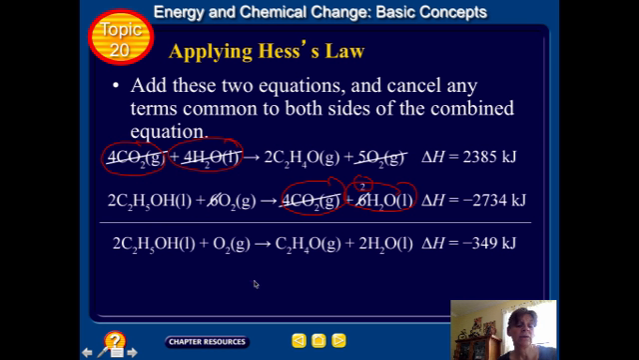So now we bring down what's left over. 2 ethanols, an oxygen yields 2 acetaldehydes plus 2 water molecules to give you, add these guys together, negative 349 kilojoules. Pretty cool. We'll be practicing this in lab with our heat of combustion of magnesium.